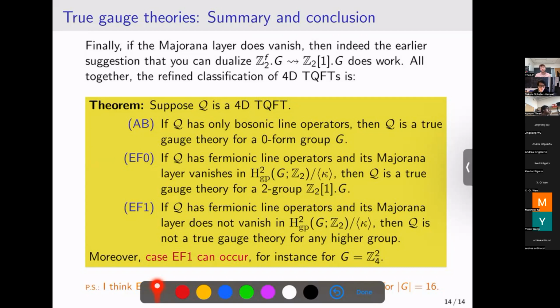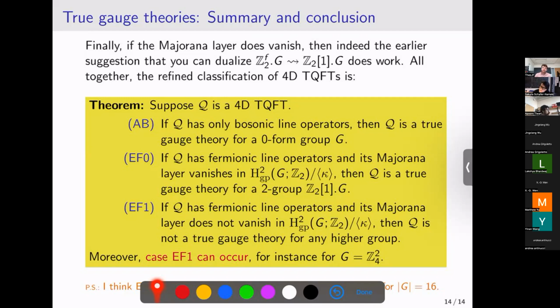So you say that this theory that you presented admits a topological boundary condition, which is Neumann for Z2F. That's correct, and that's true for any spin gauge theory. There's always a boundary condition which is Neumann for Z2F and Dirichlet for the rest of the fields.